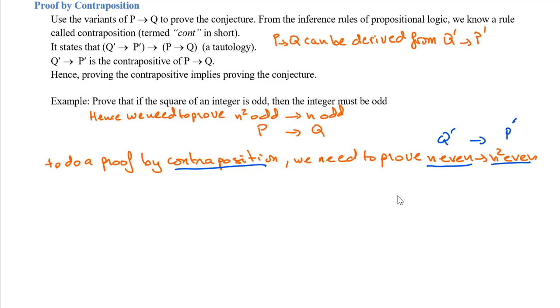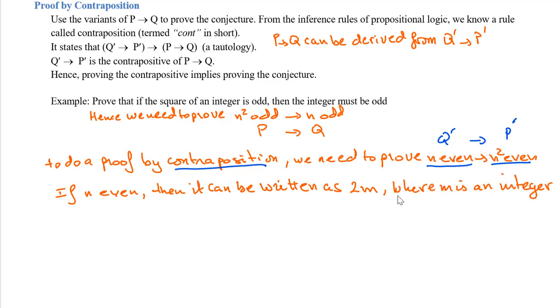Okay, so if indeed n is even, then it can be written as 2m, where m is an integer. Then n equals 2m implies n squared equals 4m squared, so I square both sides. So now what we know: if n is even, which is n equals 2m, then n squared is also even. As we could see, this is even, and the reason why it's even is because we could write 4m squared as 2 times 2m squared.